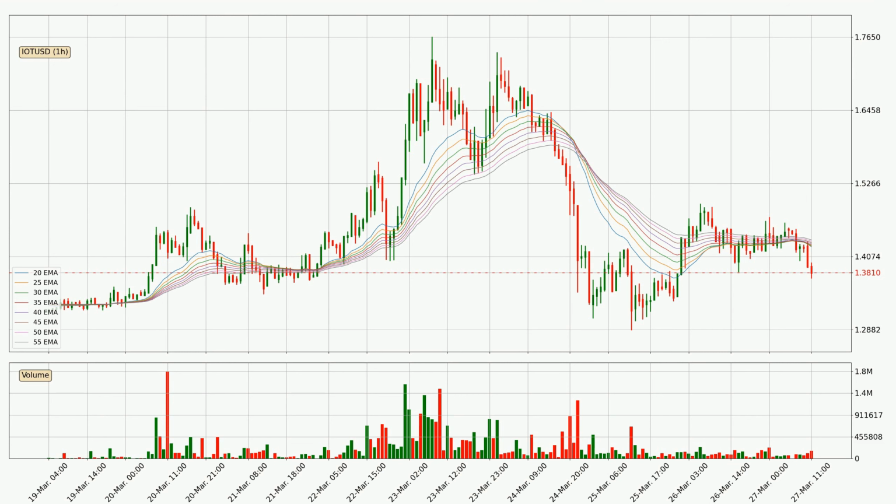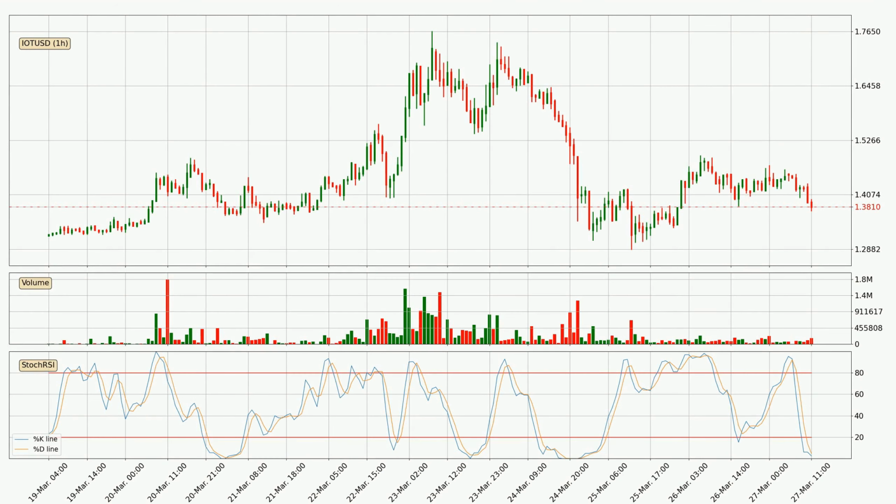Jumping to the hourly stochastic RSI, both the %K and %D lines are currently very low, which means that the price is oversold and a trend change or at least some kind of consolidation is to be expected. However, the K line still hasn't crossed the D line, so you should wait to see if the trend will actually change to the upside.